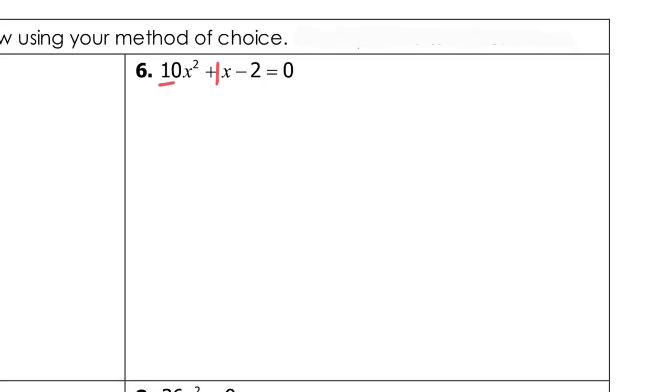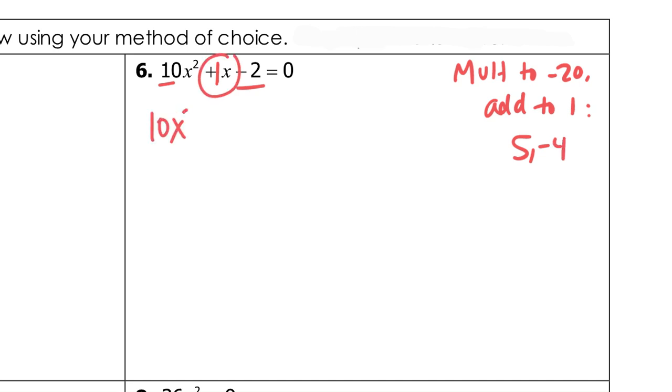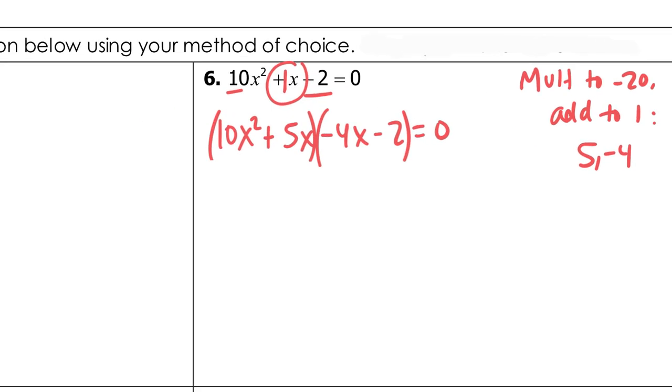So multiply to 10 times negative 2 is negative 20. Add to positive 1. So the two numbers that multiply to negative 20, I'm just writing that down. You don't need to. And they have to add to 1. Is positive 5 and then negative 4. So change this middle term to plus 5x and then minus 4x. And then we factor by grouping. Or if you're doing the quadratic formula, just keep doing the quadratic formula. I would not do completing the square here, and then square roots is not an option.